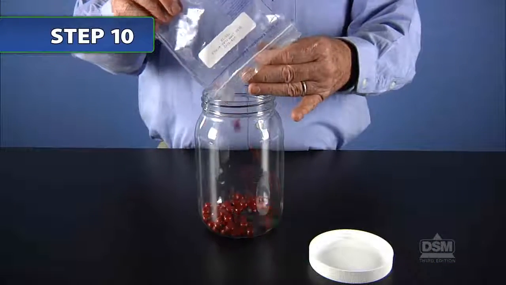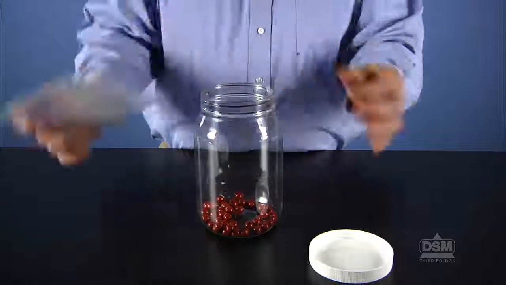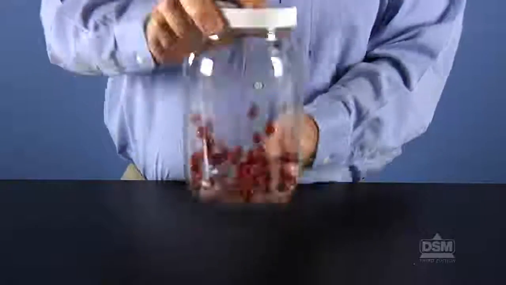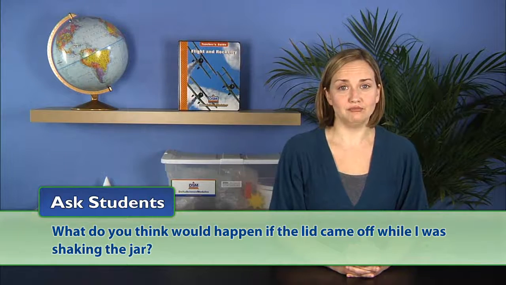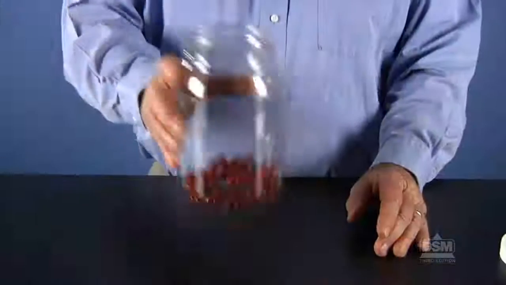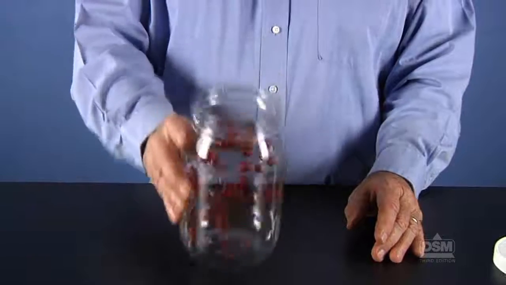Pour the bag of beads into the jar and screw the lid back on. Hold up the jar of beads and shake it vigorously. Explain that the molecules that make up air look something like the beads in this jar, moving around in all directions, bumping into each other. Next, ask, what do you think would happen if the lid came off while I was shaking the jar? Students will probably say that the beads will fly out of the jar and spread out all around the room. Explain that air molecules behave the same way. They spread out and fill whatever space they are in.